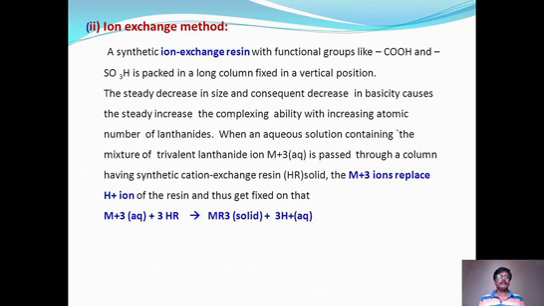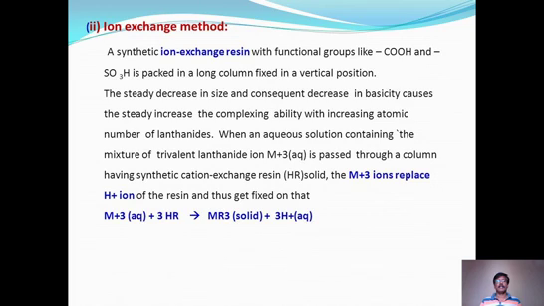And a synthetic ion exchange resin, that is the powder, has specific functional groups. As we already said, it needs to exchange with protons. That's why we need acidic resins with groups like COOH or SO3H, packed in a long column. A column is taken in a vertical position. We already said that the steady decrease in size and consequent decrease in basicity causes a steady increase in the complexing ability with increasing atomic number of lanthanides.